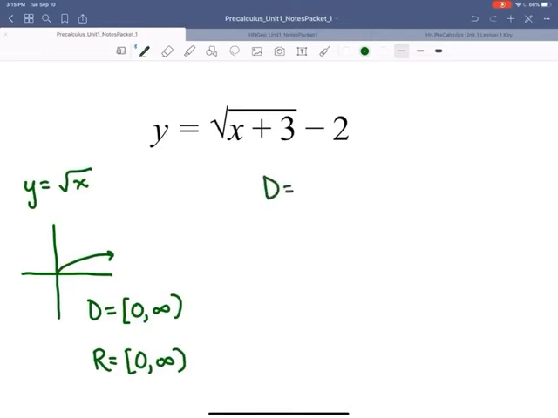That means we're going to have a domain that is -3 to infinity, because we're shifting the domain 3 to the left, and the range is -2 to infinity.